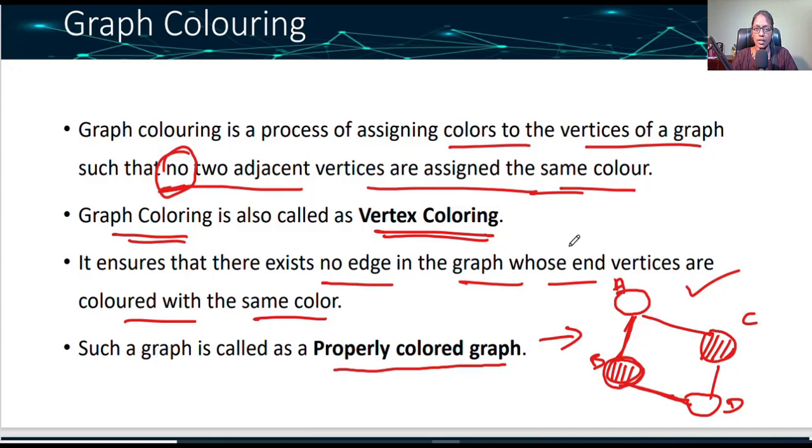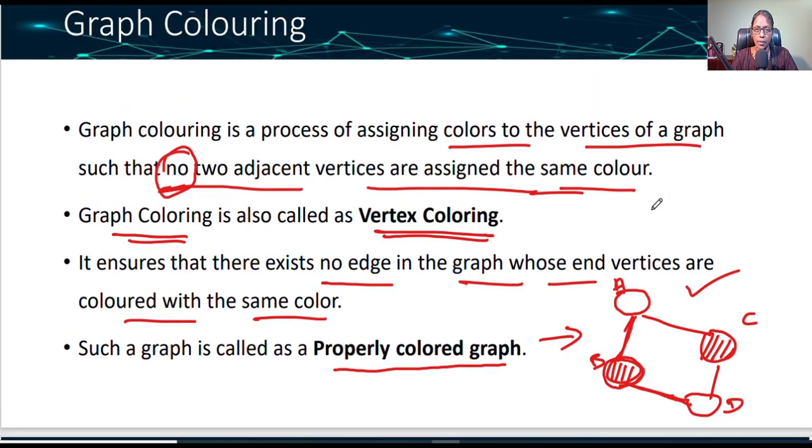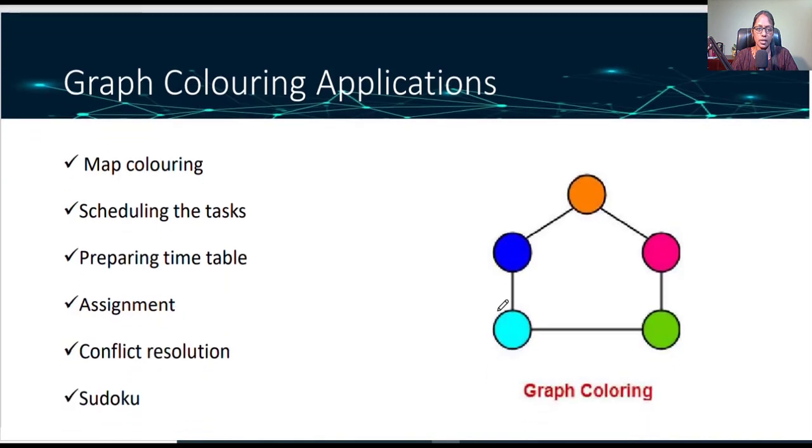Graph coloring is a process of assigning colors to the vertices of a graph such that no two adjacent vertices are assigned the same color. This is also called graph coloring or vertex coloring. There is no edge in the graph whose end vertices are colored with the same color, and such a graph is called a properly colored graph.